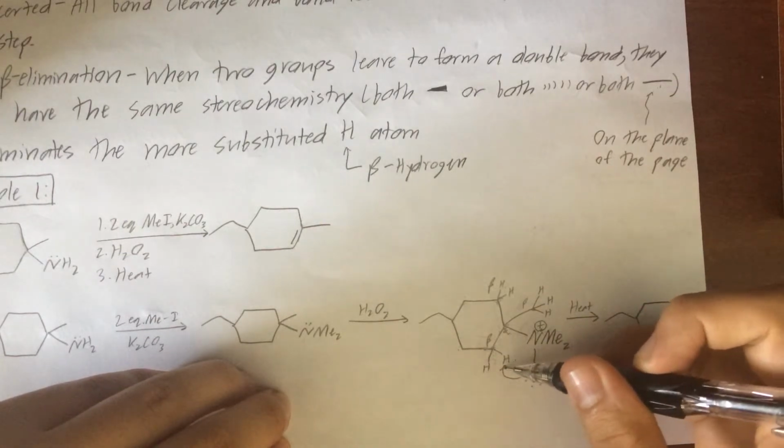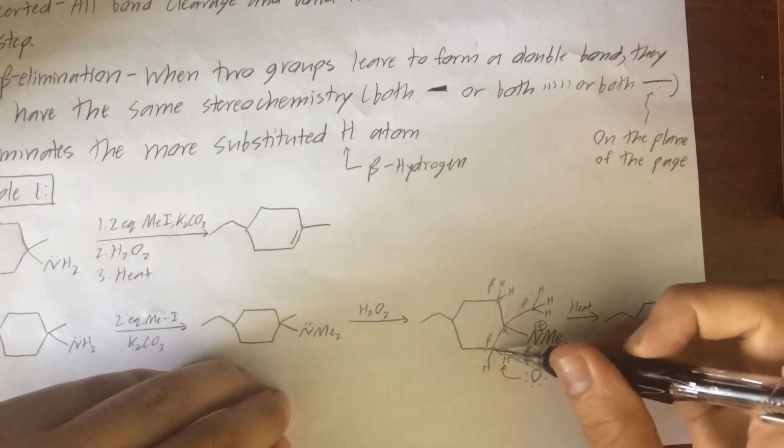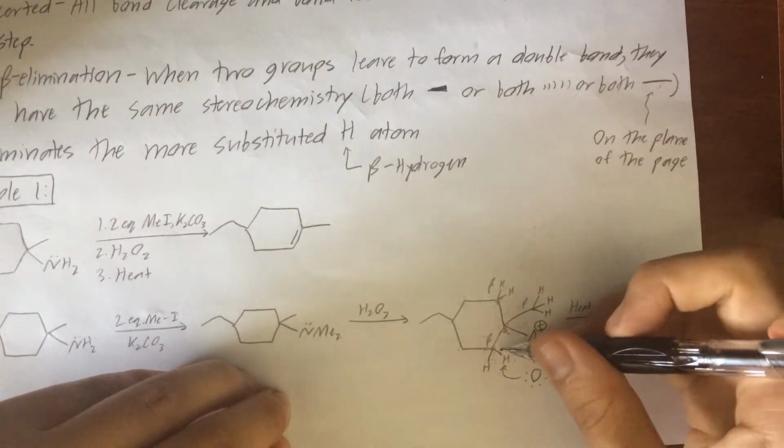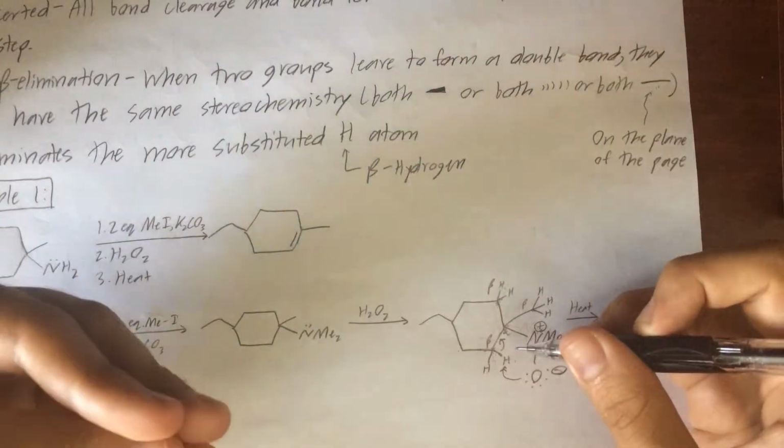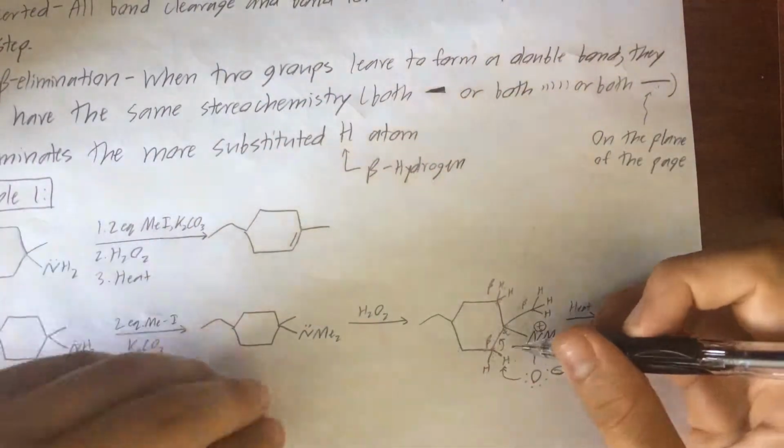Okay, so it's going to attack this hydrogen atom, and this bond over here is going to get pushed over here. So that's going to be the double bond formation. It's going to be the alkene formation. Now remember that carbon should have 4 bonds.